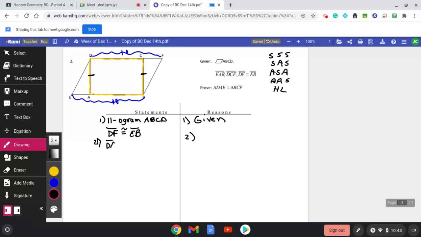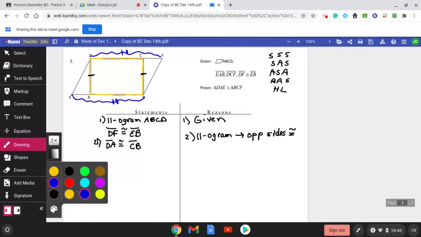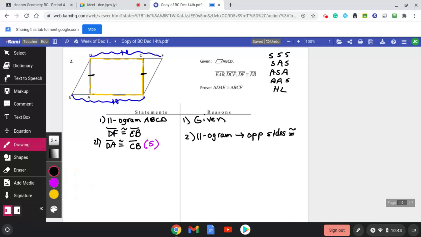DA congruent to CB. Parallelogram implies opposite sides congruent. All right. So I have a pair of sides down. Yes, got a pair of sides. Still need more, right? One pair of sides isn't going to cut it. Let's keep looking at the diagram now.